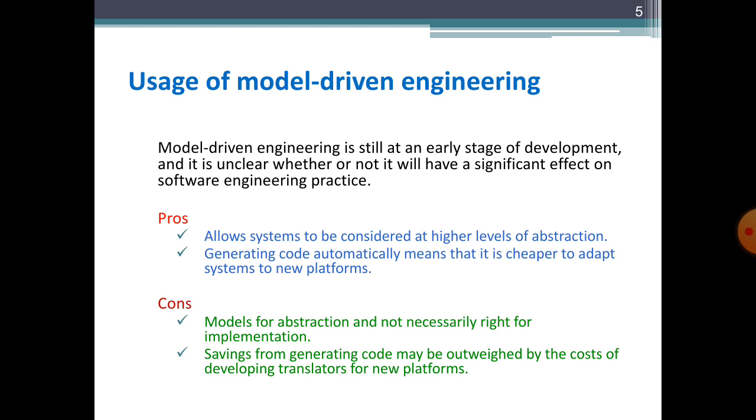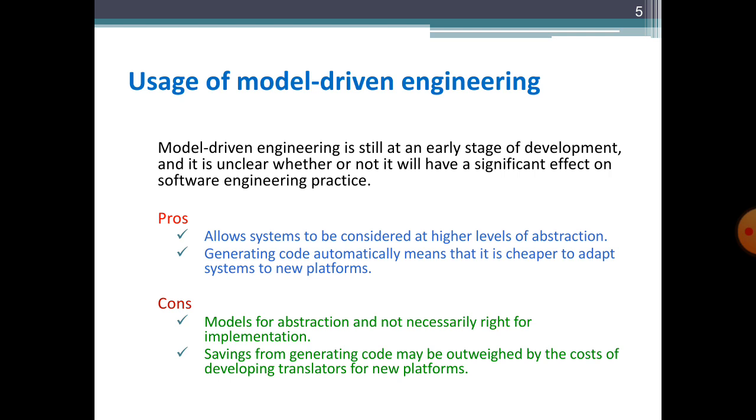Another benefit of this approach is that generating code automatically means it is cheaper to adapt a system to new platforms as well. So these are the advantages of this approach. On the other hand, models being good for abstraction but not necessarily right for implementation is a major drawback of the model driven approach. And the savings from generating code may be outweighed by the cost of developing translators for a new platform, which is also a major drawback of model driven engineering.